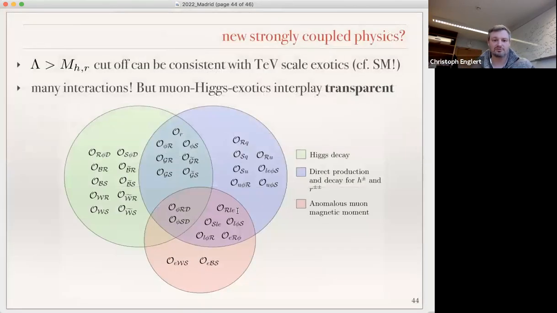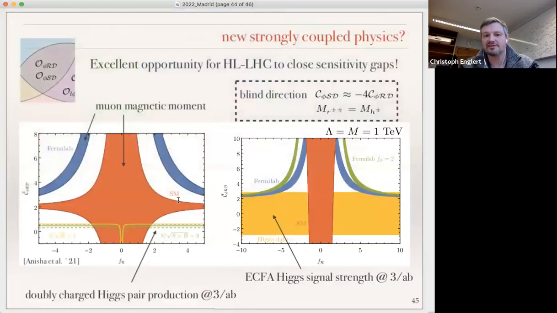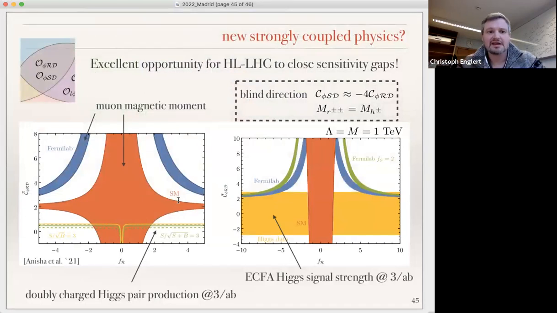So just to make a little bit of progress, it seems a little bit artificial. Why are we choosing this particular scenario? Well, it turns out that the phenomenological overlap of Higgs physics, direct production sensitivity to these new exotic states, and the anomalous magnetic moment is very, very small. So you have only two operators that matter here. So it becomes very, very predictive, of course, at the price of being model specific. So what's the upshot? There's an excellent opportunity to tell that apart, and that's just motivating approaches like that a little bit for the future.